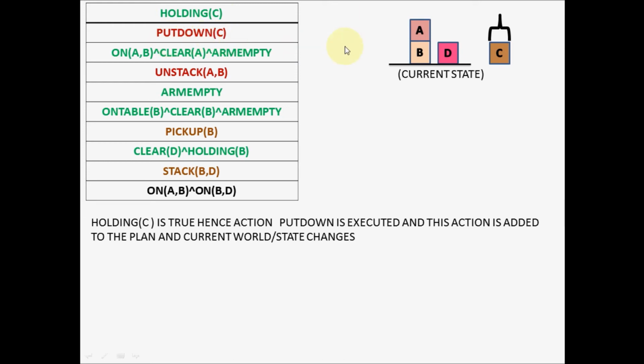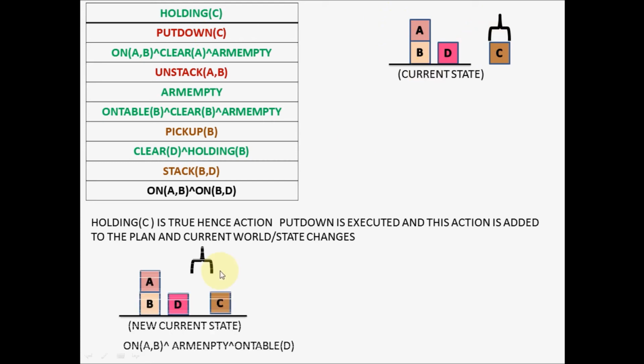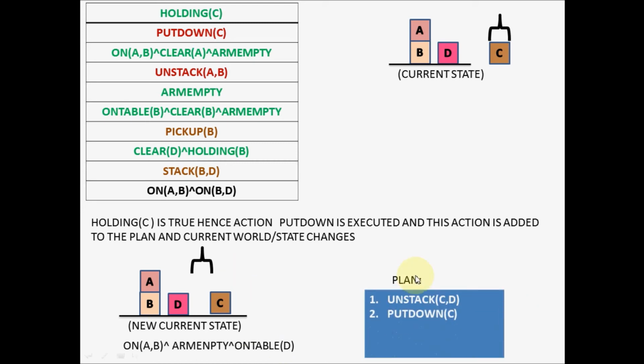So after put down C is executed here, the new current world will have C on the table and the arm empty. You can see here C, which the arm was holding, is now on the table and the arm is empty. This is the new current state. And also this action is added to the plan. So first we already had unstack C comma D, and now I add put down C also to the plan. Fine. So after doing these two things, now I can successfully remove put down C from the stack, so that the next topmost elements revealed are on A comma B, clear A and arm empty.